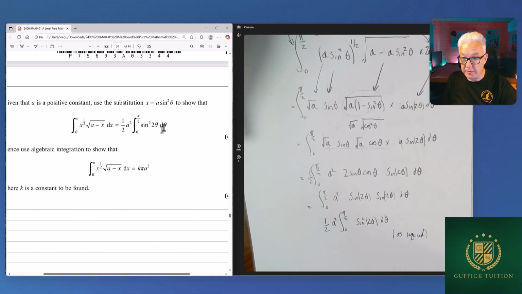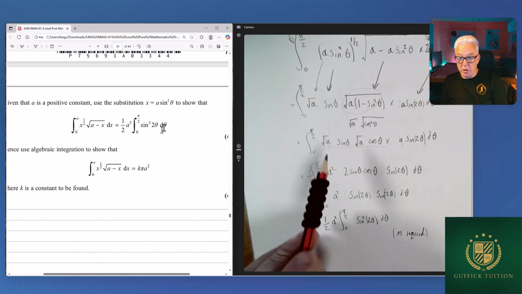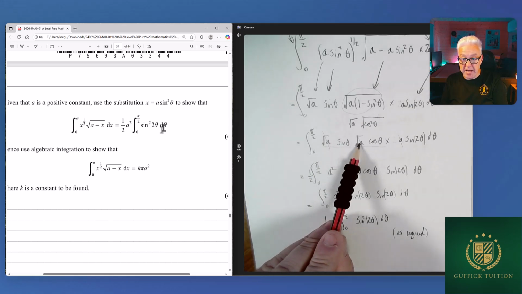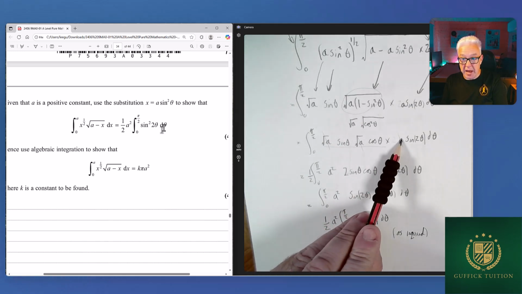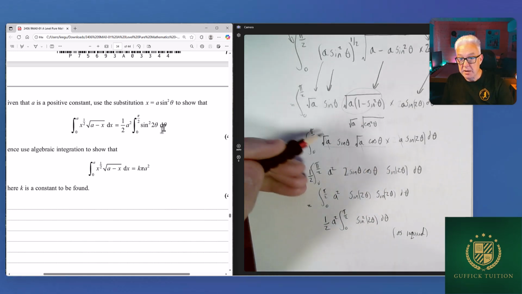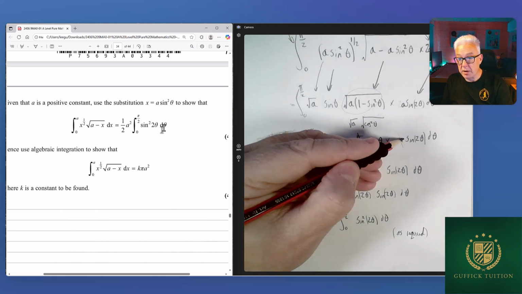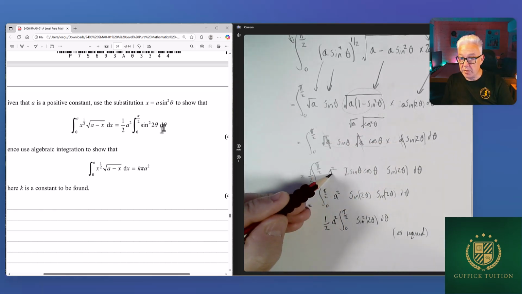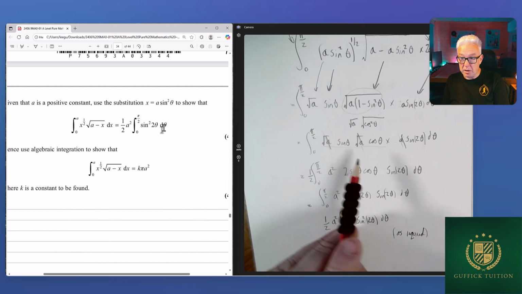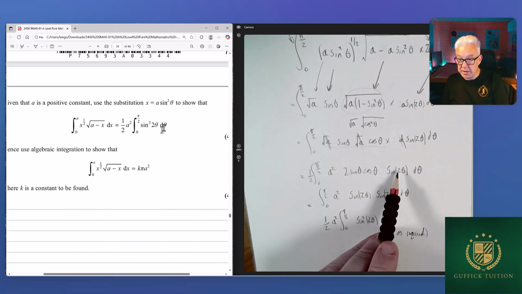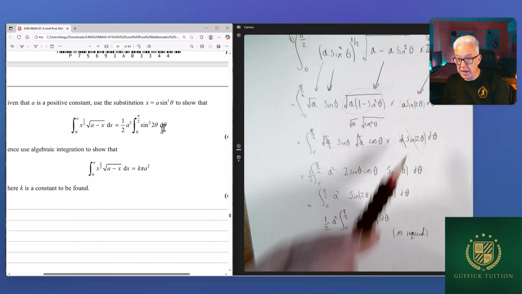So let's try and do some further simplification. So what have we got? Root a times root a is a, times another a is a squared. So that one, and that one becomes a squared. We have got our sine squared 2 theta. Let's just leave that alone. So just write that down again.